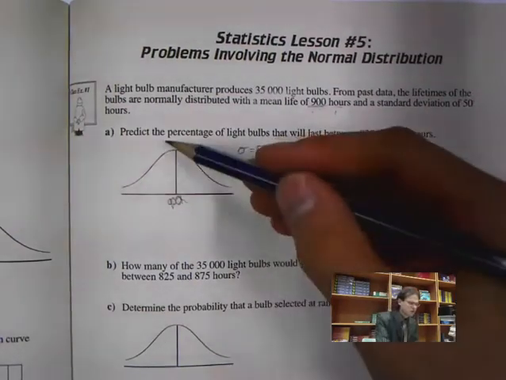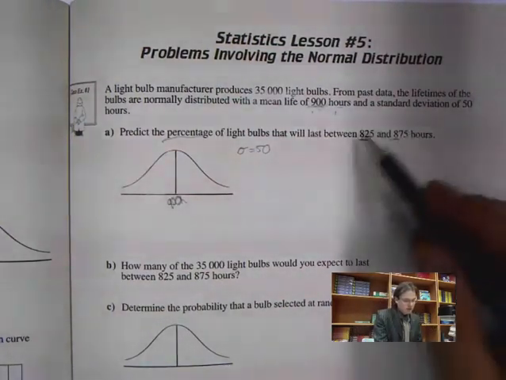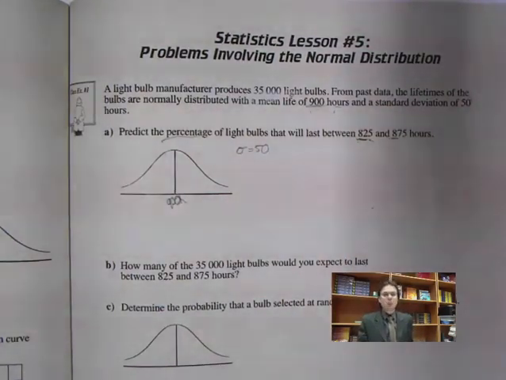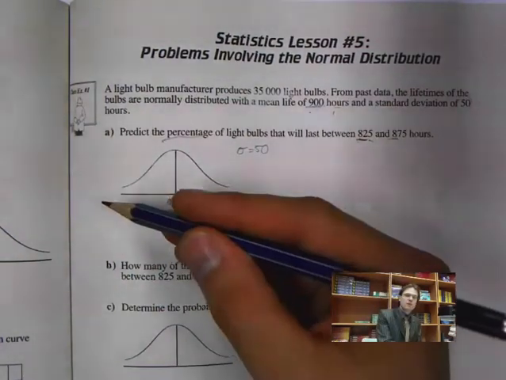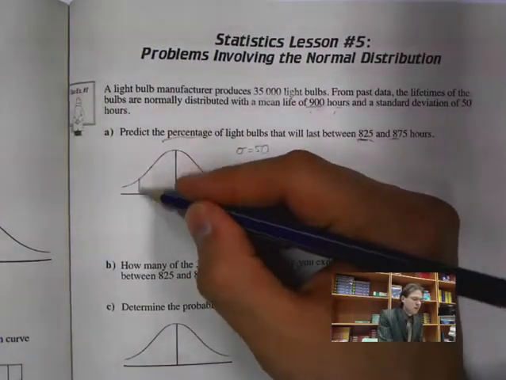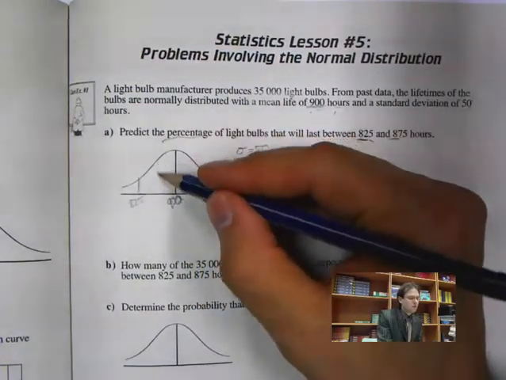As soon as we look at this, we're trying to predict the percentage, or area under the curve, so we know we must use the z-score. But in order to find the z-score, what do we need? We need to know how many standard deviations they are away from the mean. Are these above the mean or below the mean? They're both below the mean, so they're both on this side of the graph. Let's first look at 825. That's quite a bit away. Then we look at 875, which isn't quite as far.